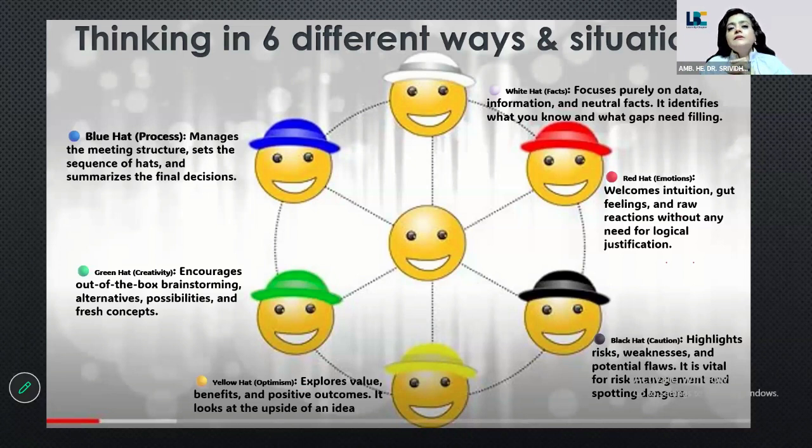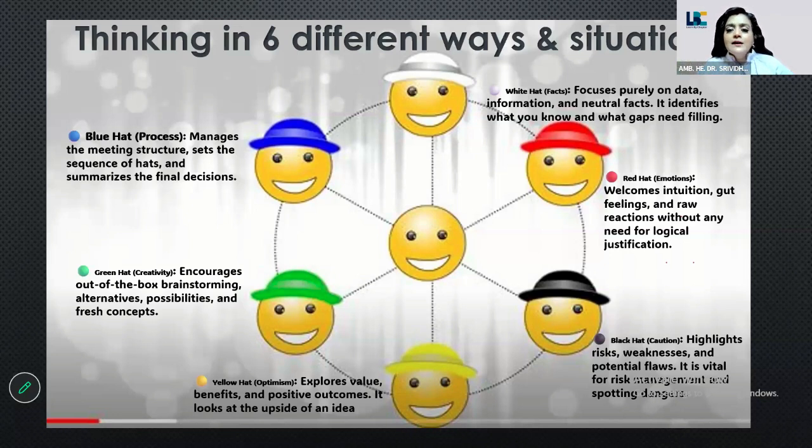Critical thinking is very indispensable for a learner, an educator, for everyone, because we think in different ways in different situations. For example, according to psychology theory, there are about six ways of thinking. That is the six thinking hats. The white hat focuses purely on data and information, and it identifies what you know and what gaps need to be filled in.